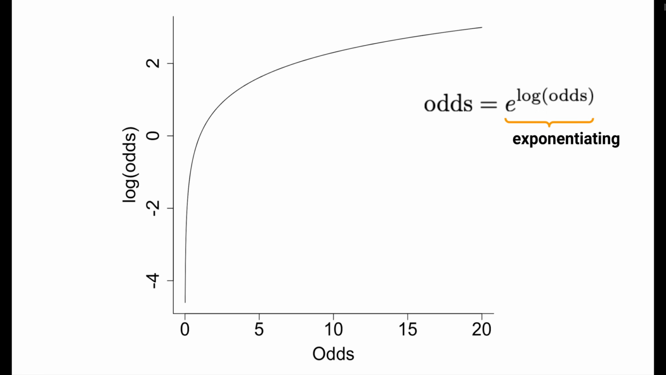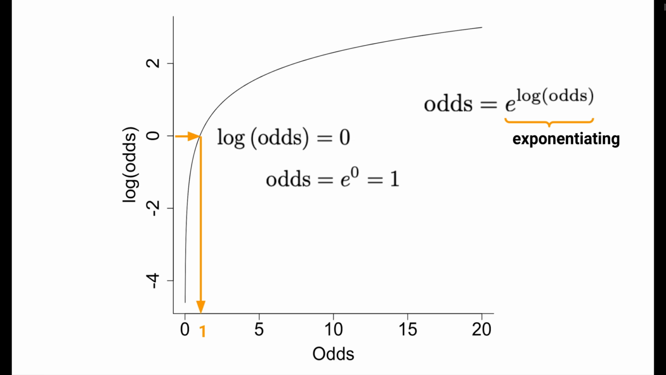If we have a log odds value and we want to obtain the odds, essentially going from the vertical to the horizontal axis, we can exponentiate the log odds. For example, say log odds is equal to 0. We can obtain the odds by exponentiating 0 using e to the 0, and this is equal to 1.